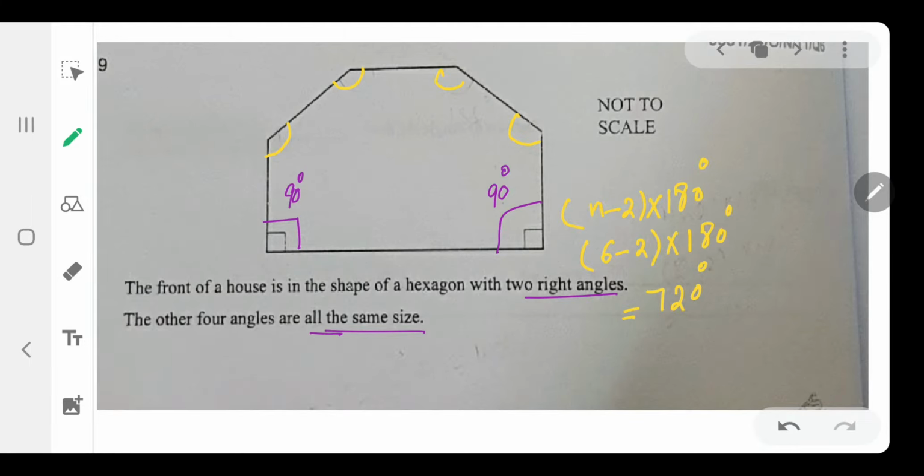Now, all these interior angles are equal except these angles which are 90 degrees, right. So, if I write this one as x, this angle will be x, this angle will be x, and this angle will be x, right. We are interested in finding the value of x.